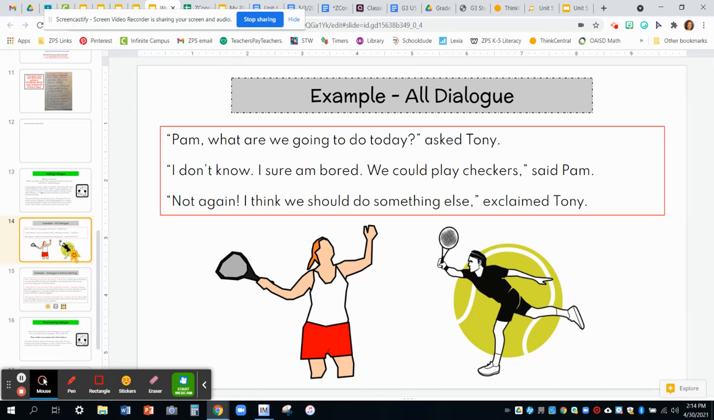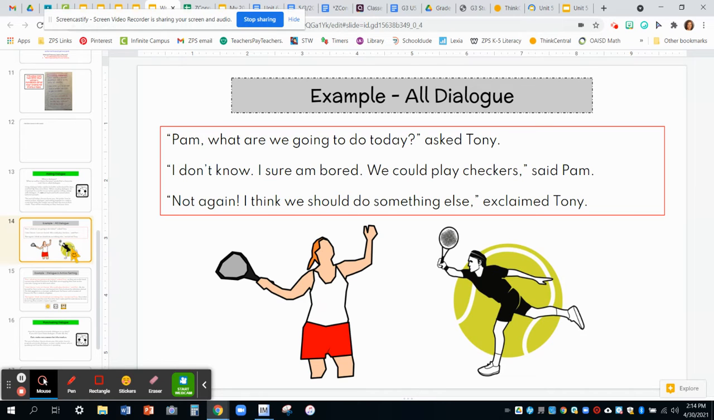So I have a couple pictures right there of tennis, because when people just put all dialogue in their stories, it reminds me of a tennis game or a ping pong game, right? It's back and forth, and it's not very interesting or exciting.